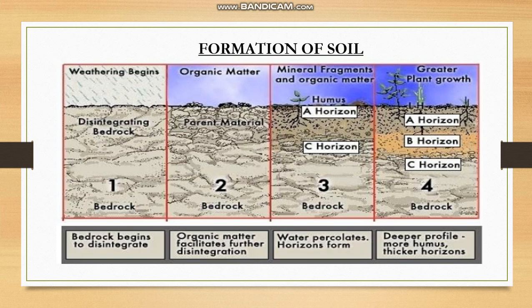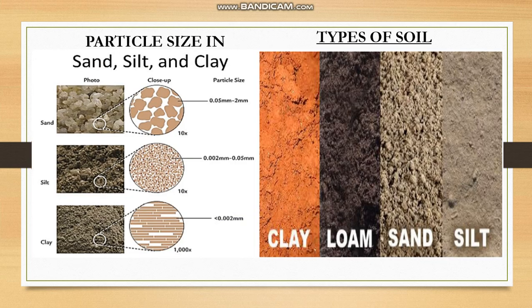Bedrock begins to disintegrate, and next organic matter facilitates further disintegration. Then the water percolates and horizons form. The deeper the profile, the more humus and thicker the horizons, like the A horizon, B horizon, C horizon, and then the fourth is the bedrock or the parent rock. Next we will see the types of soil.